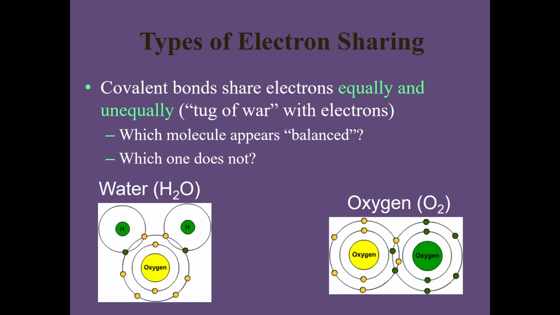The one on the right is balanced, because they're two identical oxygens, so they're going to pull equally on the electrons. Here we have oxygen bonding with two hydrogen atoms. The oxygen has way more pull than a single proton of each hydrogen, so oxygen is going to pull very strongly. This means that the oxygen atom is going to be more negative, while the two hydrogen atoms are more positive, because there is an imbalance in the sharing of electrons.